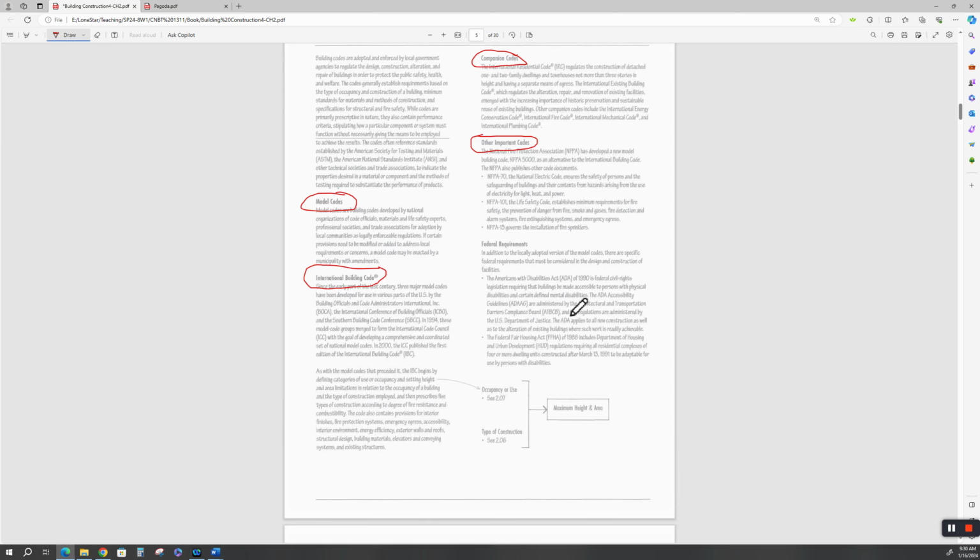And these large construction companies, and architectural firms and engineering firms, they all have to be aware of the different codes.